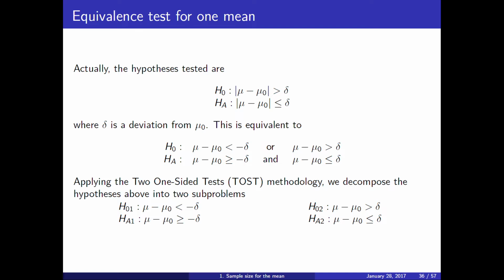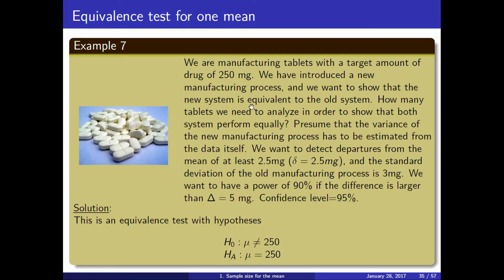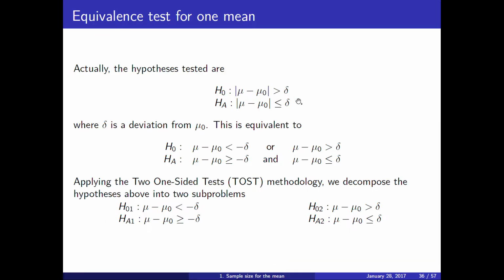Okay, so the alternative is that they cannot be exactly equal, so that is why we have this tolerance that is a small delta. So our alternative is that the difference between the true mean and the expected mean is smaller in absolute value than this tolerance, and the null hypothesis is the opposite, it is larger.